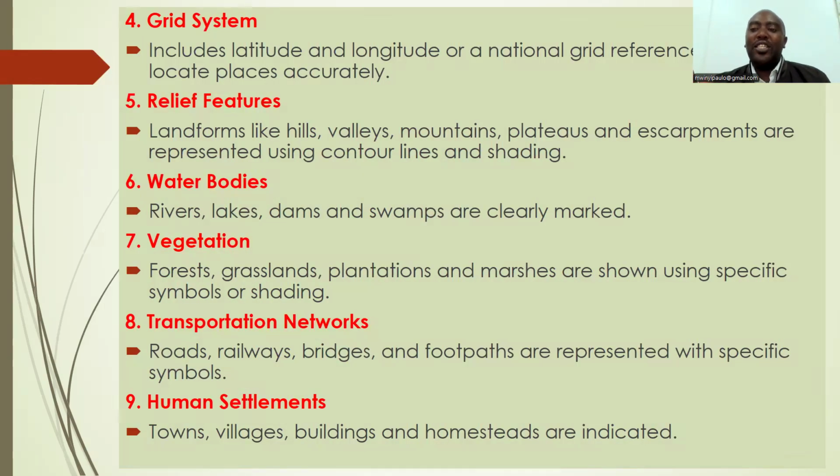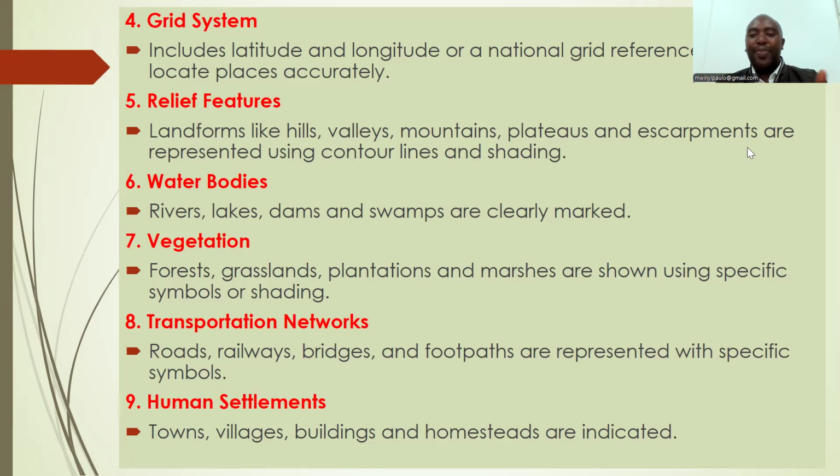The fourth feature of a topographical map is the grid system. Now, the grid system includes the imaginary lines of latitude and longitude, or a national grid reference to help you locate places on the map accurately. So, remember in our definition of what a topographical map is, we said it's detailed.